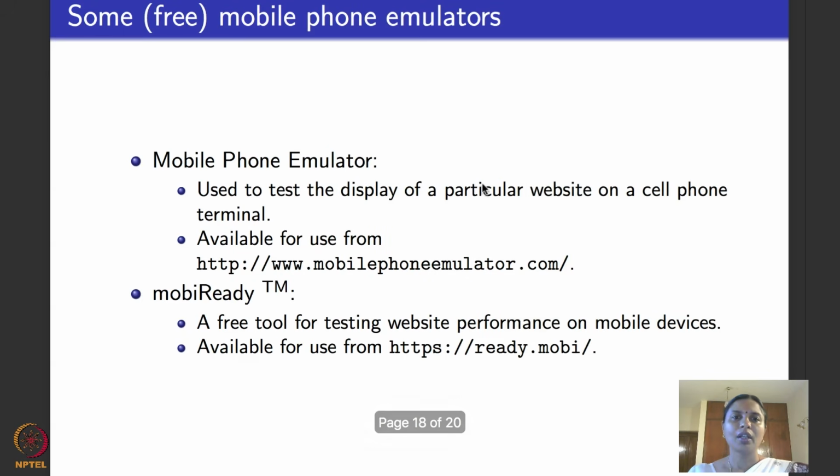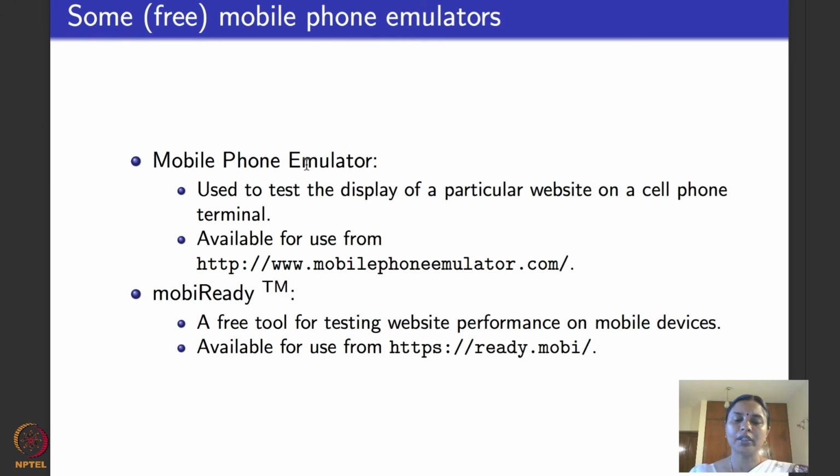So here are some free mobile emulators that I am aware of. The first one is called Mobile Phone Emulator. You can download it from this site. It is used to test the display of a particular website on a cell phone terminal. As I told you, suppose you have a bank, Citibank online, and the mobile app that's available. The way it is displayed on an iPhone will be different from the way it is displayed on a Samsung phone. So this emulator can be used to configure the display for these different phones and see how the display of a website looks.